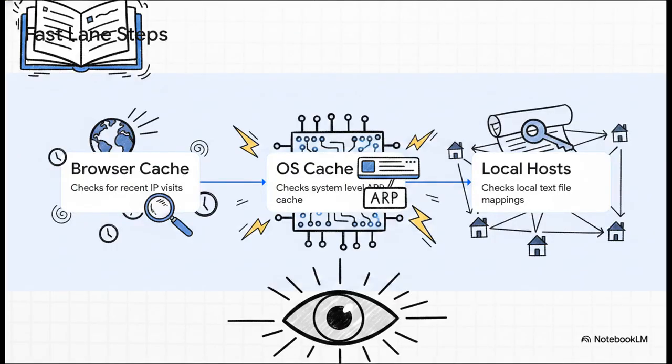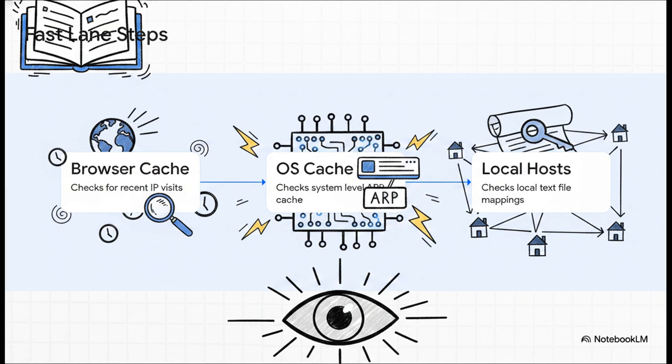And there's actually a specific, highly logical order to this fast lane. First up, your system checks the browser cache. If you recently visited a site, your browser probably remembers that IP address for about a day or so. Now, if it's not there, it moves to step 2 and checks the operating system cache. You can actually look at this yourself using the ARP command, which just checks your system's internal ledger of recent physical network connections. Still missing? Okay, it moves to step 3, the local hosts file.